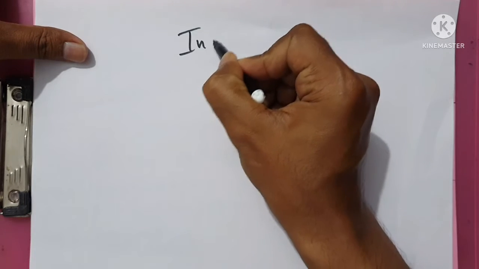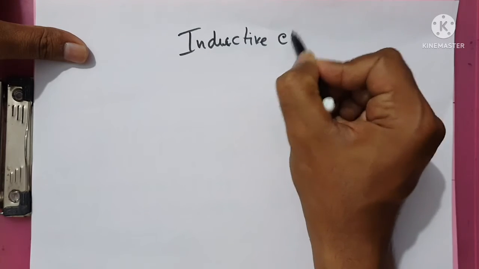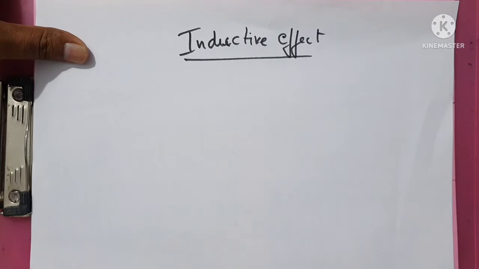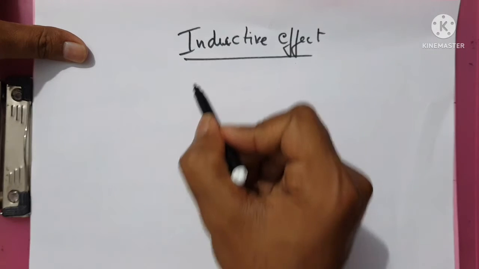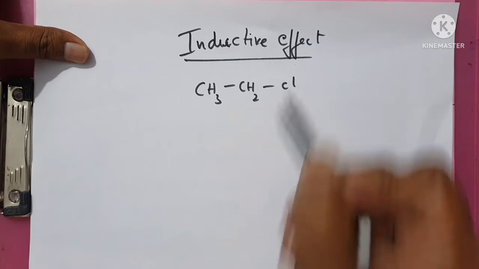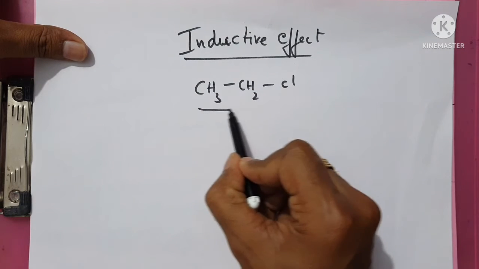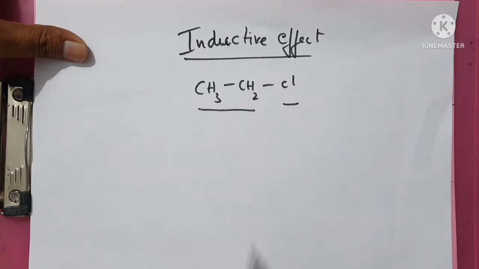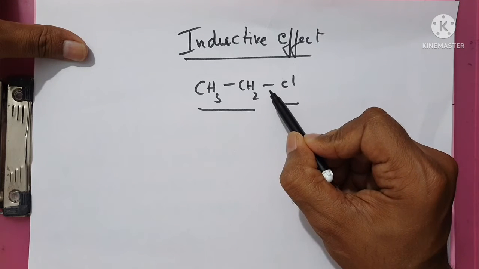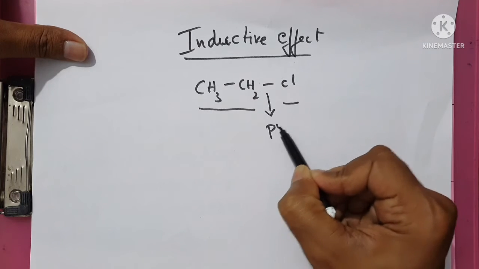Let me first tell you what is inductive effect. It is very simple, children. You can just observe this. In an inductive effect, what you observe is an alkyl group is there, and a halide group is here. This bond is going to become polar.